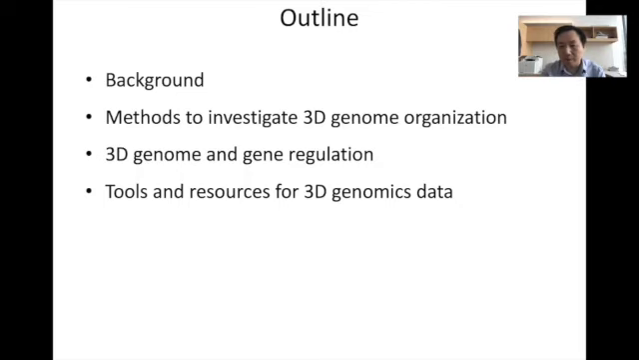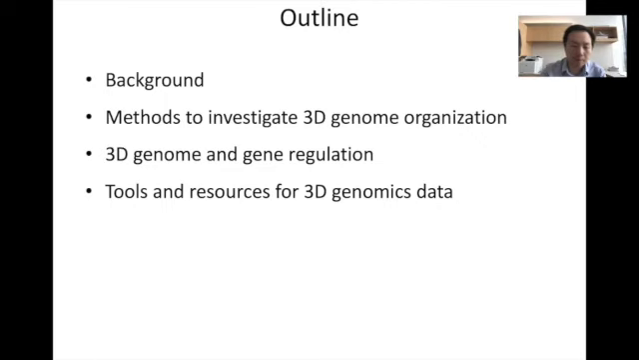Okay, so again, this is a lecture rather than a conference presentation. I really hope if you have any questions, you can stop me anytime and we can turn this into more like a roundtable discussion rather than I tell you everything I know about the 3D genome.